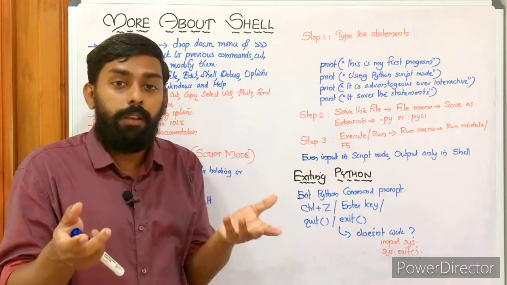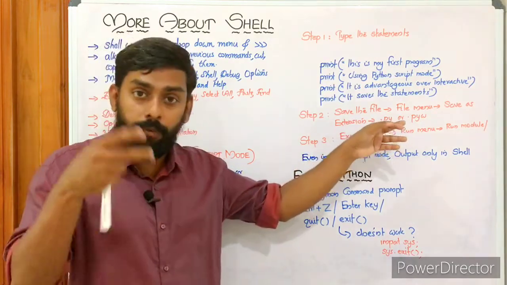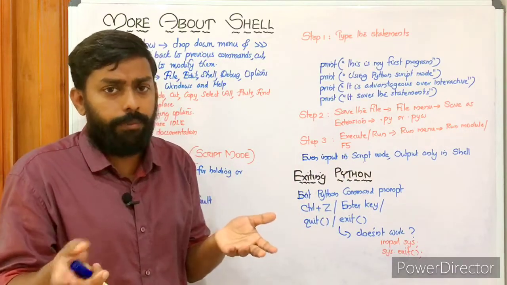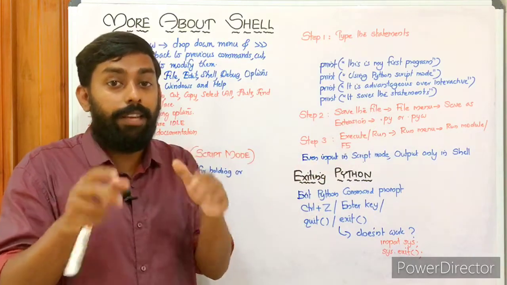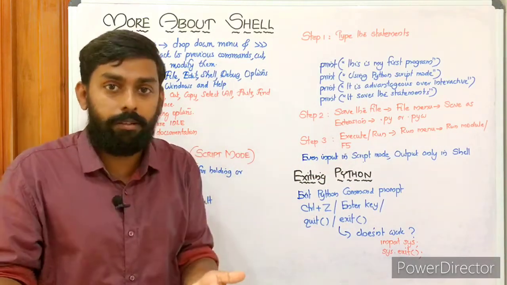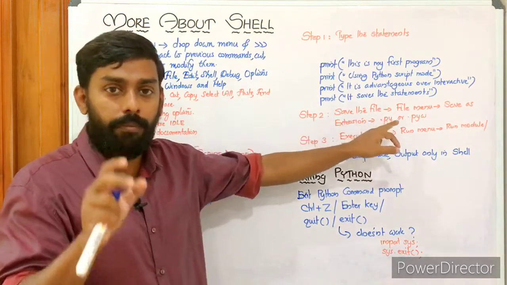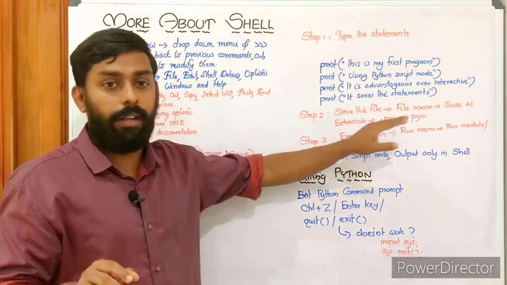Even if you are not saving it using .py or .pyw, it will be automatically saved as .py, .py for Python. Otherwise, if you change .py to something else, it will not be saved as a Python file. So this is the extension for a Python file, .py or .pyw. Then you can go for run or execute.